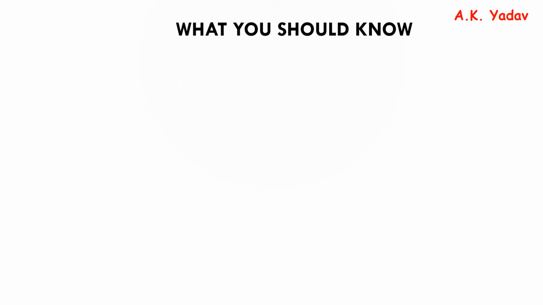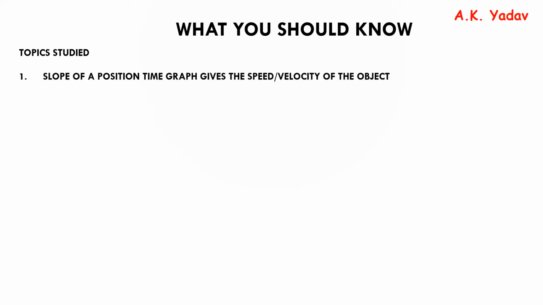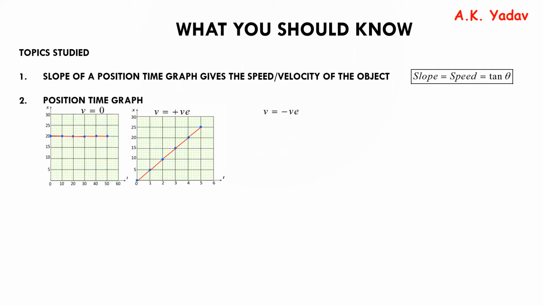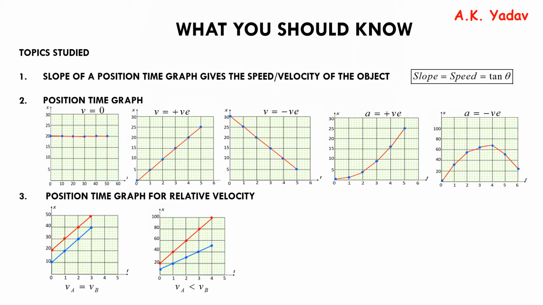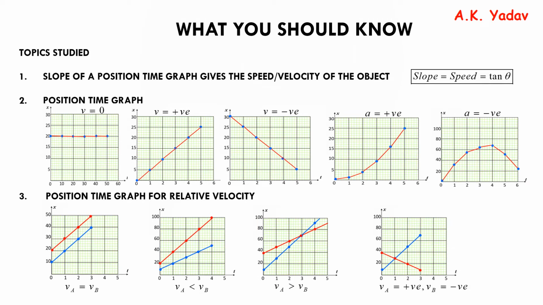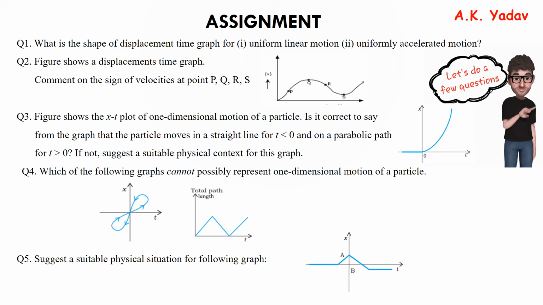So what you should know, what we have done previously: the speed or velocity of the object from the position time graph, the position time graph for different cases, and the position time graph for relative velocity. If you are having confusions, do check the previous video. And these were the questions which were given.